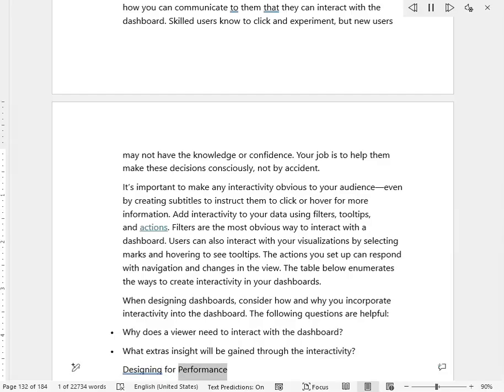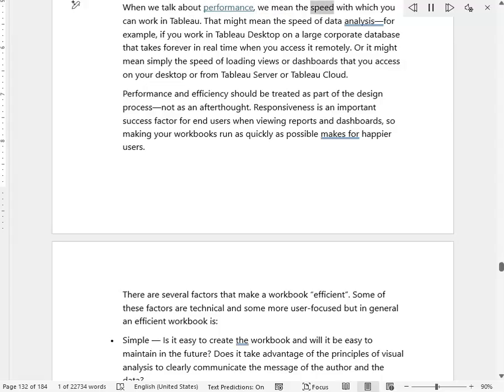Designing for performance. When we talk about performance, we mean the speed with which you can work in Tableau. That might mean the speed of data analysis, for example, if you work in Tableau Desktop on a large corporate database that takes forever in real time when you access it remotely. Or it might mean simply the speed of loading views or dashboards that you access on your desktop or from Tableau Server or Tableau Cloud. Performance and efficiency should be treated as part of the design process, not as an afterthought. Responsiveness is an important success factor for end users when viewing reports and dashboards, so making your workbooks run as quickly as possible makes for happier users.